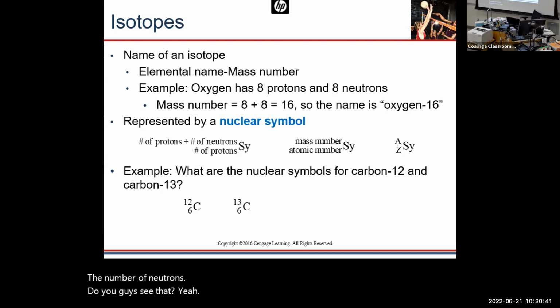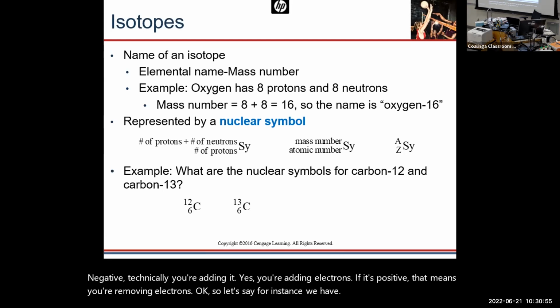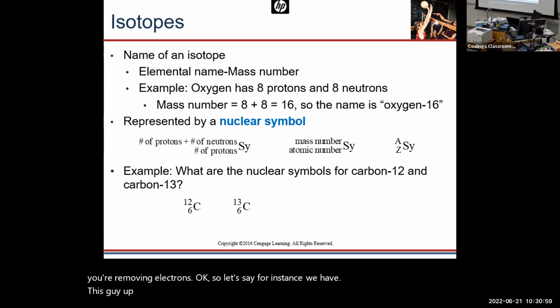It's like the opposite. If it's a negative, you're adding electrons. If it's a positive, that means you're removing electrons. So let's say, for instance, we have this guy up here, plus. That means you're taking it away. So we're taking away what? Two electrons.